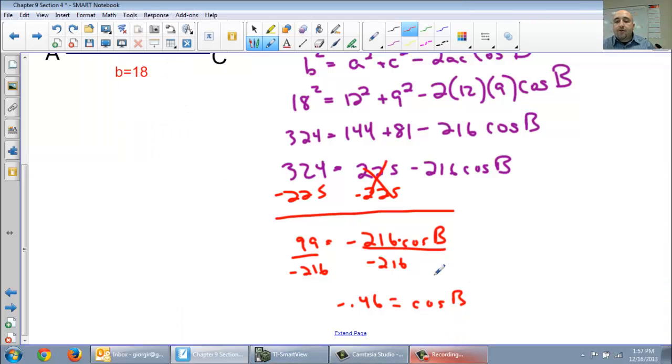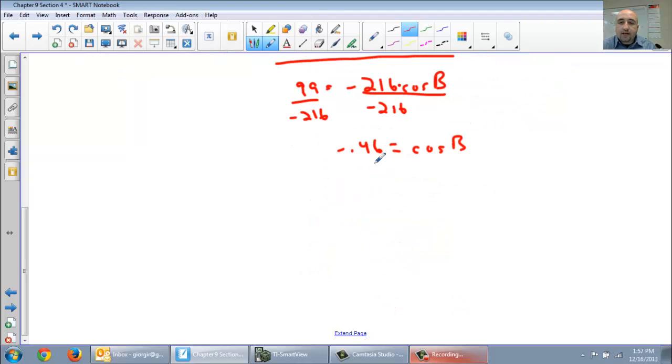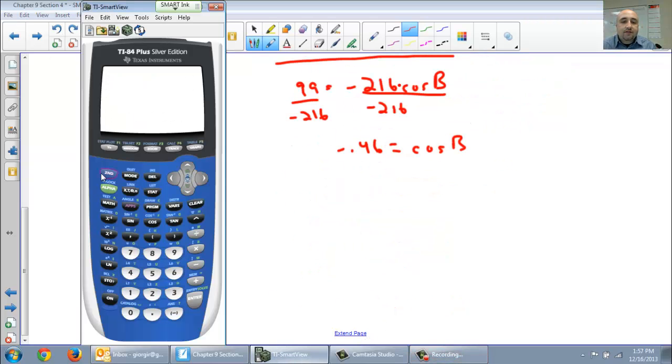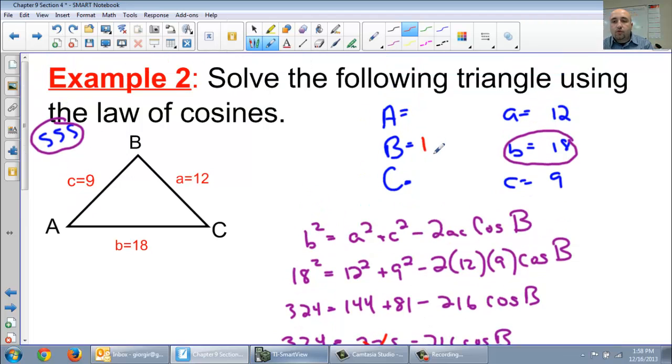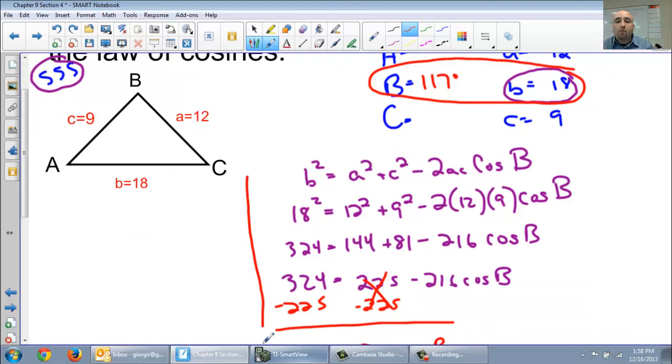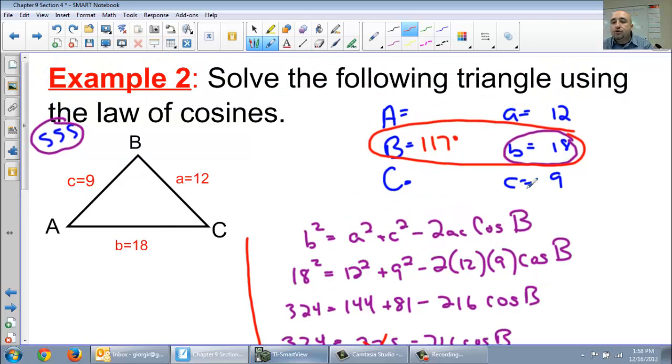Yep, that's right. So how do I get angles? You always hit what when you're getting an angle? Second. So second cosine, negative 0.46. And what's my angle measure? 117.3, so 117 degrees. So angle B is 117 degrees. Now notice I have a set. I have both B's, so now I can go back to the law of sines, and it's the same as the last problem. When you go back to the law of sines, you always do the smaller one first.